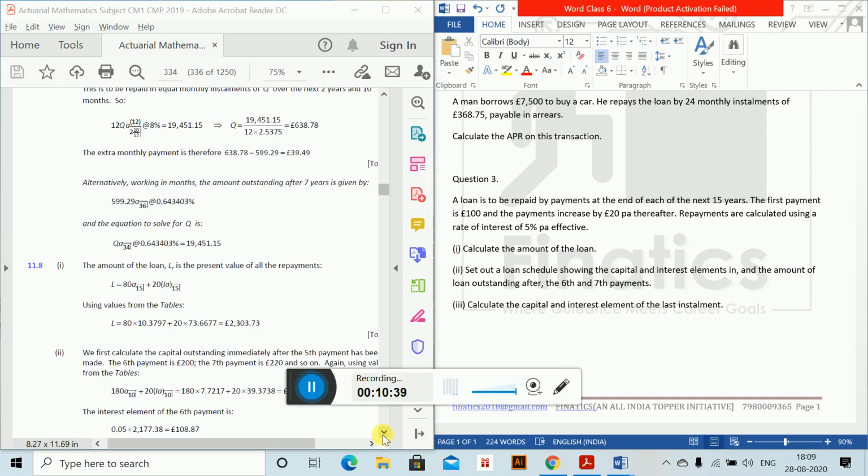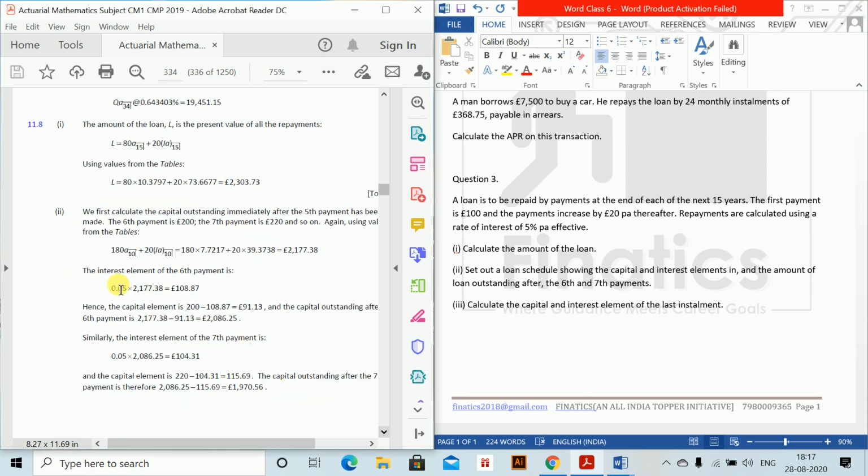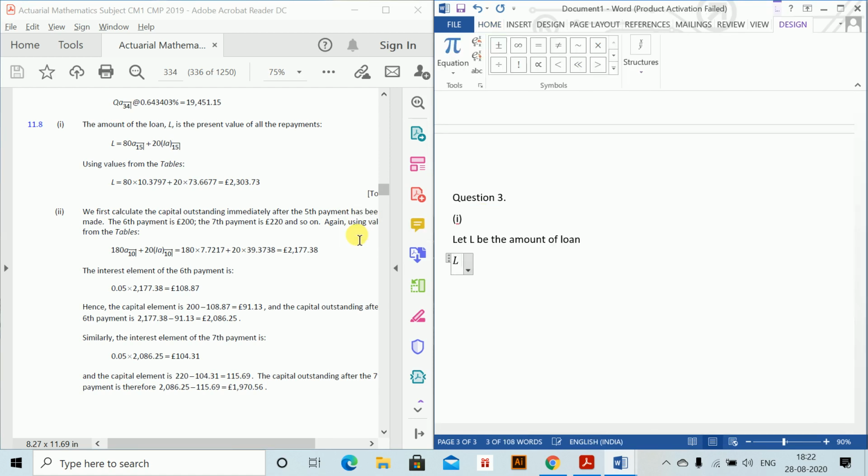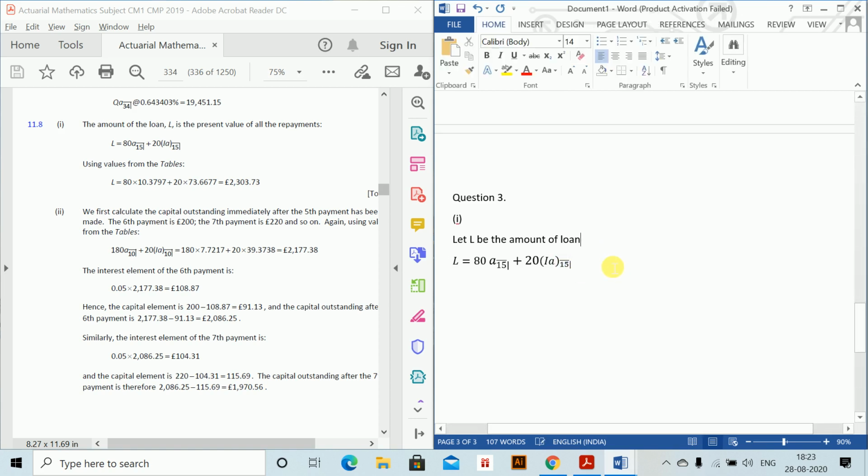Let's do the first part, question 3, part 1. So we have to calculate the outstanding loan. So let L be the amount of loan. Then L equals 80 a-angle n, alt shift B again, and this n has to be 15, plus 20 (Ia) 15. So again (Ia) 15, how we had saved it, alt shift E was Ia. So you don't have to waste your time on writing. Just change the n value. You will keep on doing this.